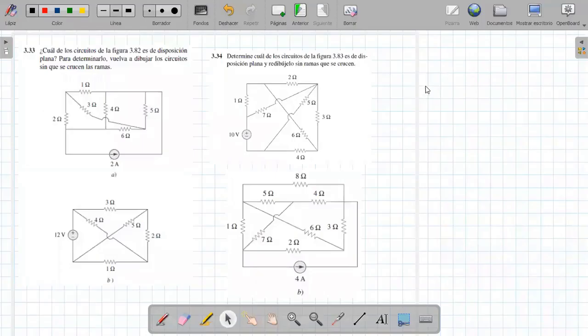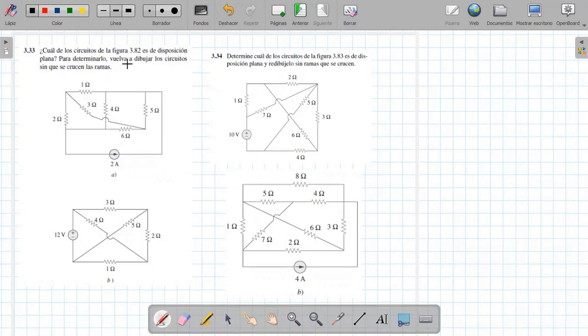Good morning, colleagues. Today we are going to solve exercises 333 and 334 from the book Fundamentals of Electrical Circuits by Sadiku. In this exercise they ask me a question: which of the circuits in figure 382 is of a planar arrangement?